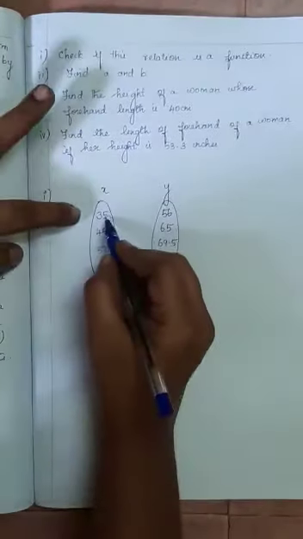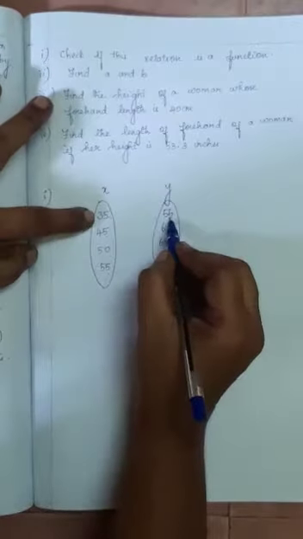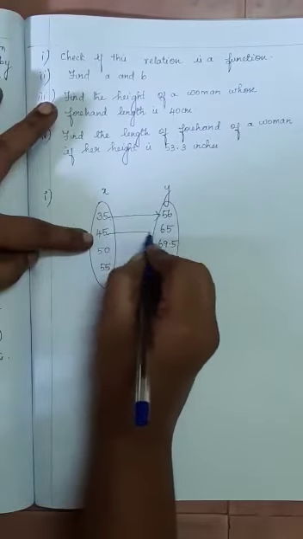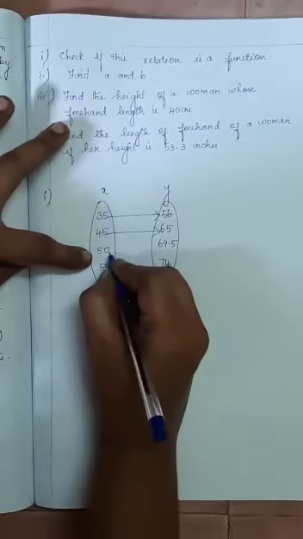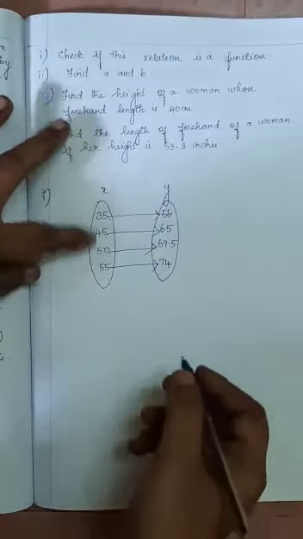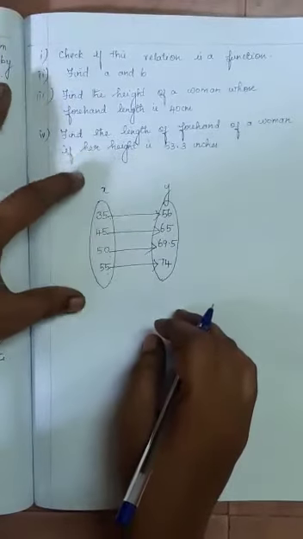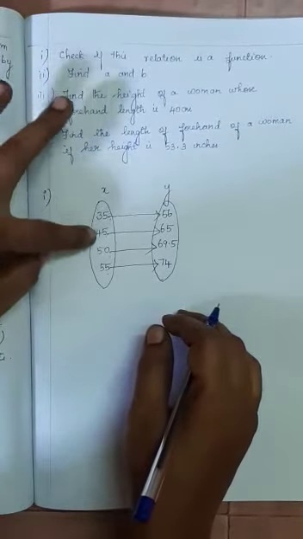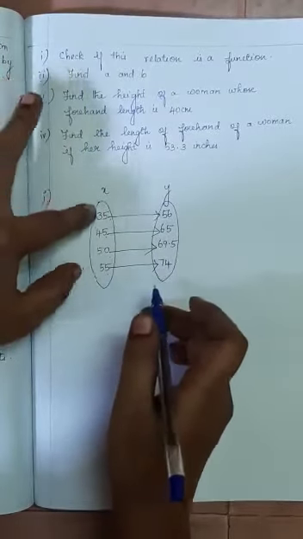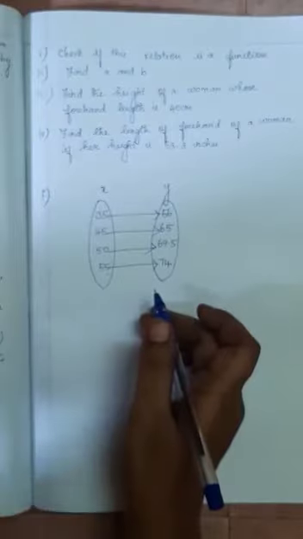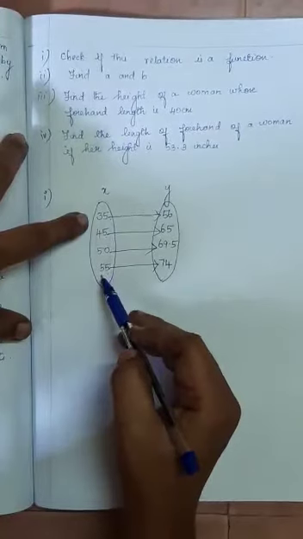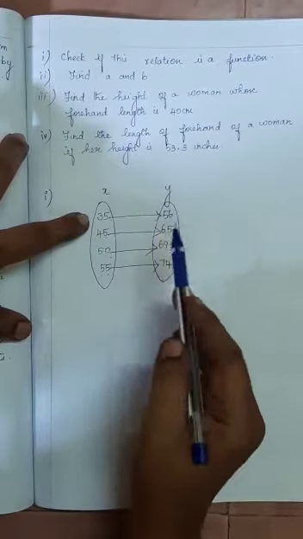So for 35 centimeter, the corresponding height is 56, right? For 45 centimeter, the corresponding height is 65. For 50 centimeter, the corresponding height is 69. For 55, the corresponding height is 74. So from this arrow diagram, all the elements of this x set are mapped, right? So all the elements are mapped. That's the first condition I asked you to check for a function. Next, whether all the elements in this set are mapped to only one image.